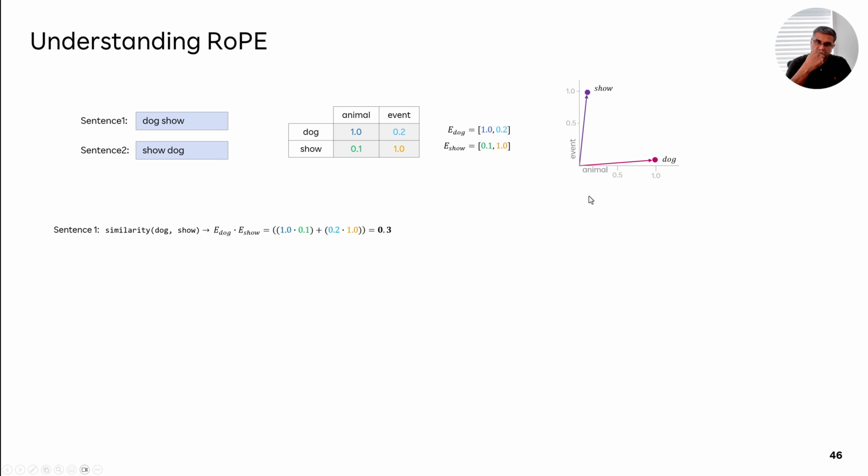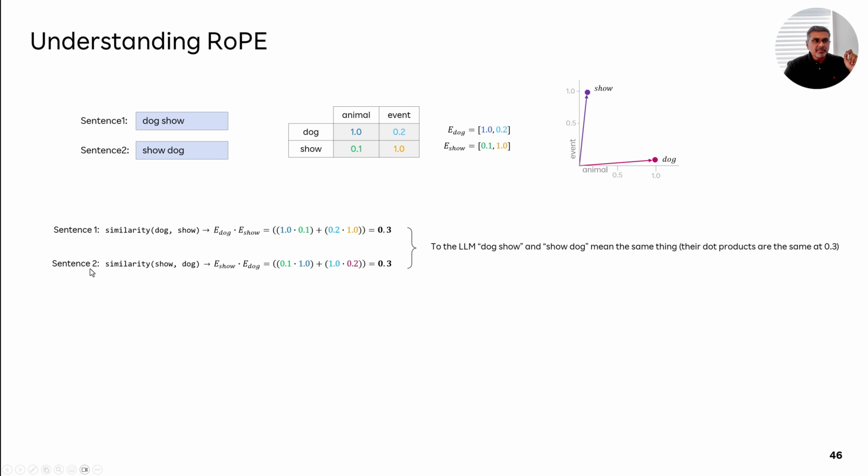Remember the cosine angle that I showed you a few slides back? If you do that, you see that for the first sentence, the score is 0.3. The similarity between dog and show is 0.3. Fine, that's good. Now the similarity in the second sentence, show and dog, is also the same, because you're trying to measure the cosine angle or the dot product between these two. Regardless of how you position them, the cosine angle remains the same, so they are the same.